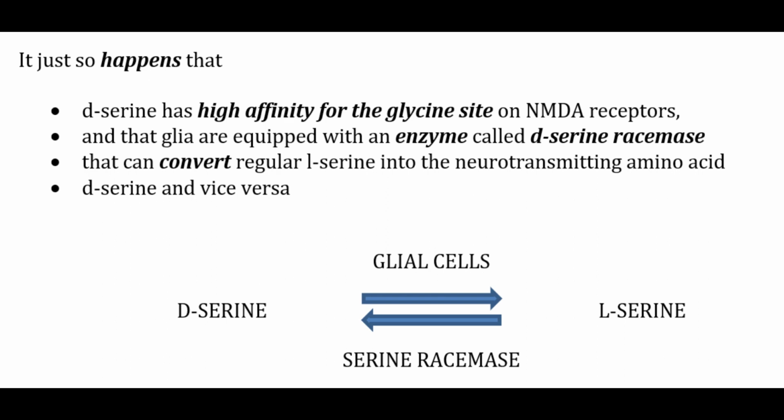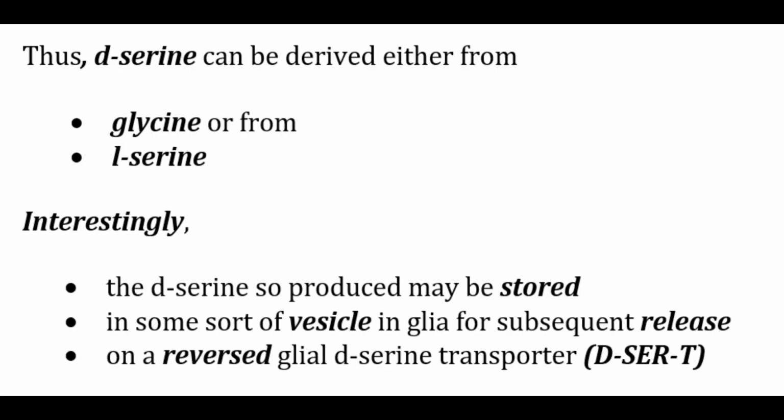It just so happens that D-Serine has high affinity for the glycine site on NMDA receptors and that glia are equipped with an enzyme called serine racemase that converts the regular L-serine into the neurotransmitter amino acid D-Serine and vice versa. Thus, D-Serine can be derived either from glycine or from L-serine. Interestingly, the D-Serine so produced may be stored in some sort of vesicle in the glia for subsequent release on a reversed glial D-Serine transporter, or D-SERT.